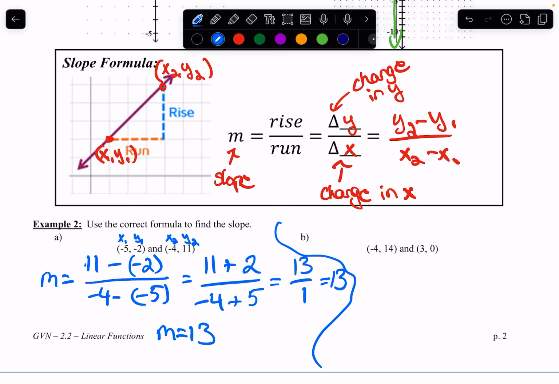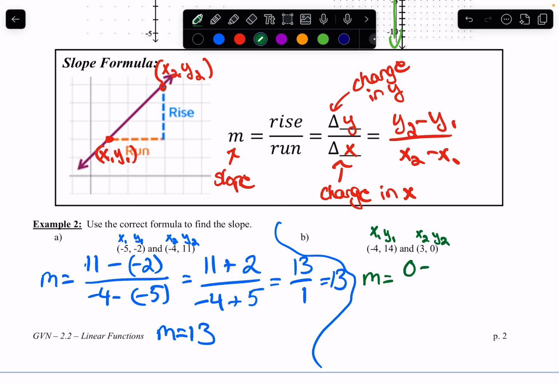Okay, same thing for this one right here. Again, it doesn't matter which point is x1 and which point is x2, or which point is 1 and which point is 2. I'm just writing them in order. So same thing.